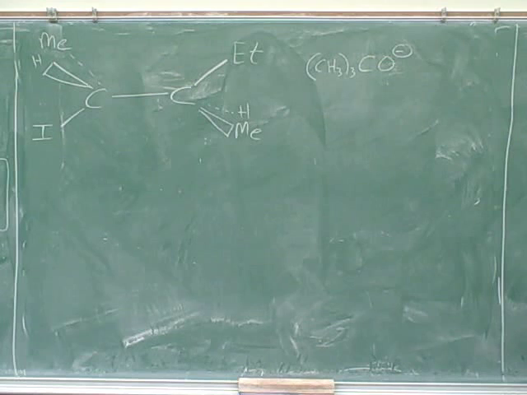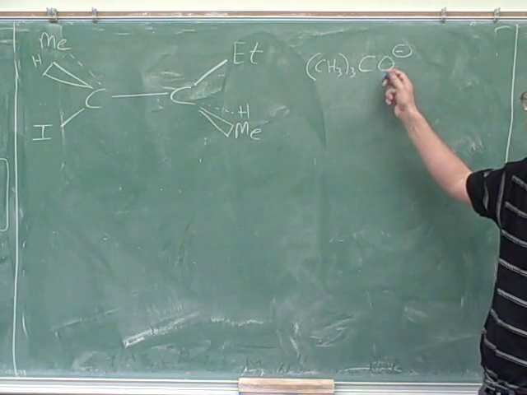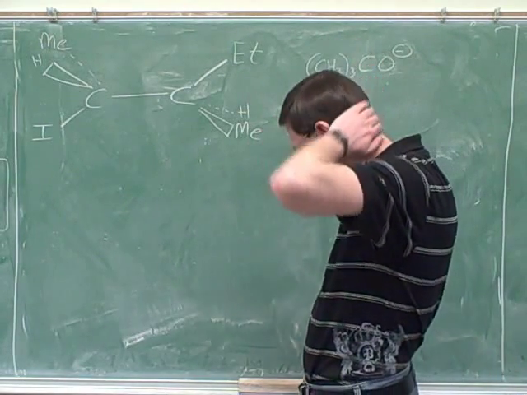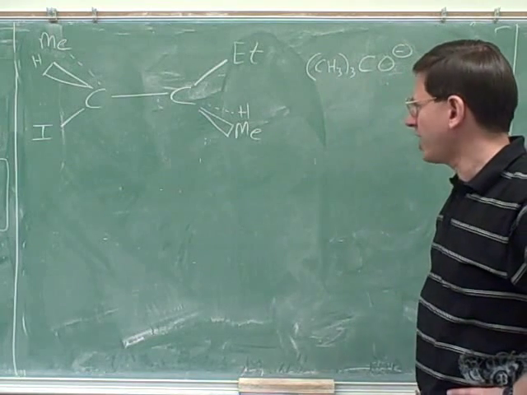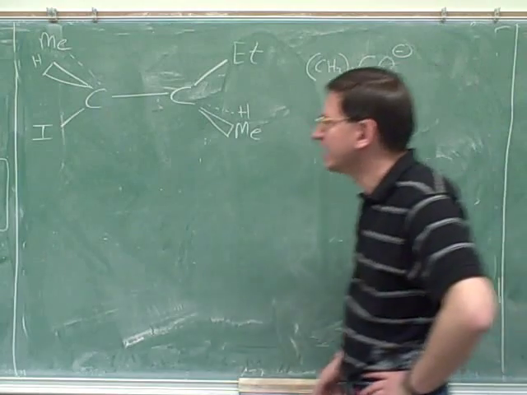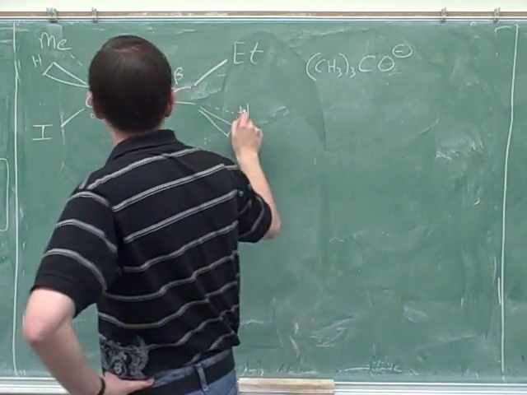An E2 reaction. Yeah, we have a strong bulky base. Again, a strong bulky base almost has to be E2. Unless this is a methyl, this would have to be E2. Okay, now, which hydrogen is going to be stolen? The beta hydrogen. Yeah, not this hydrogen over here. Not the alpha hydrogen, but the beta hydrogen.